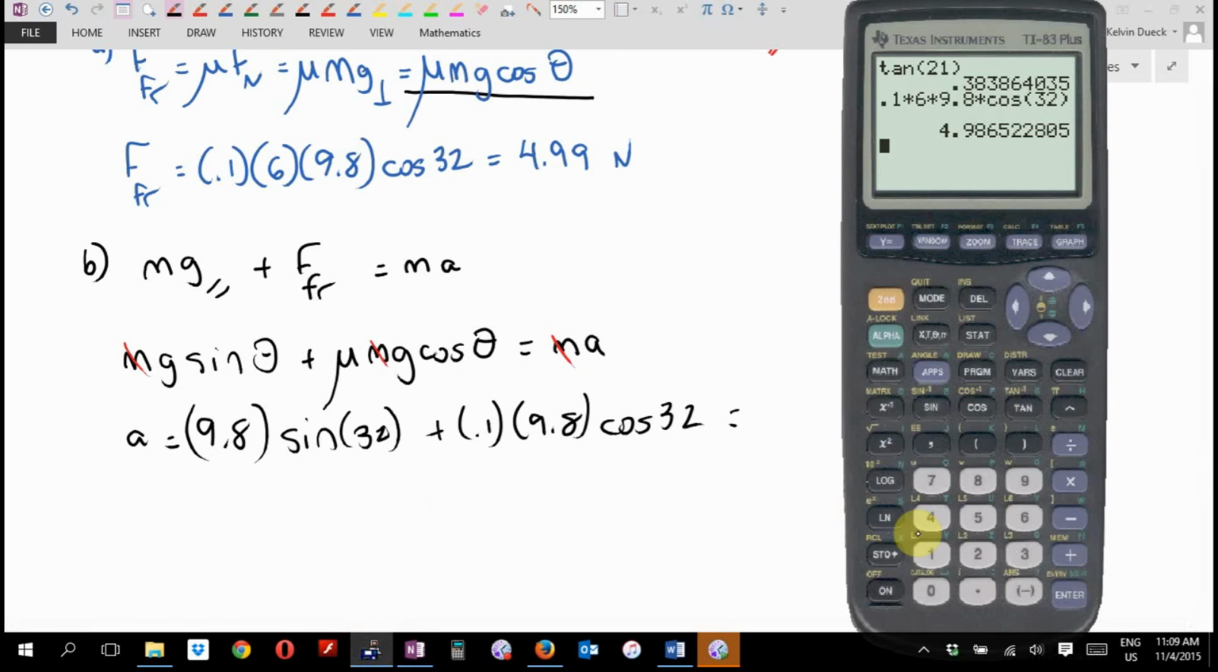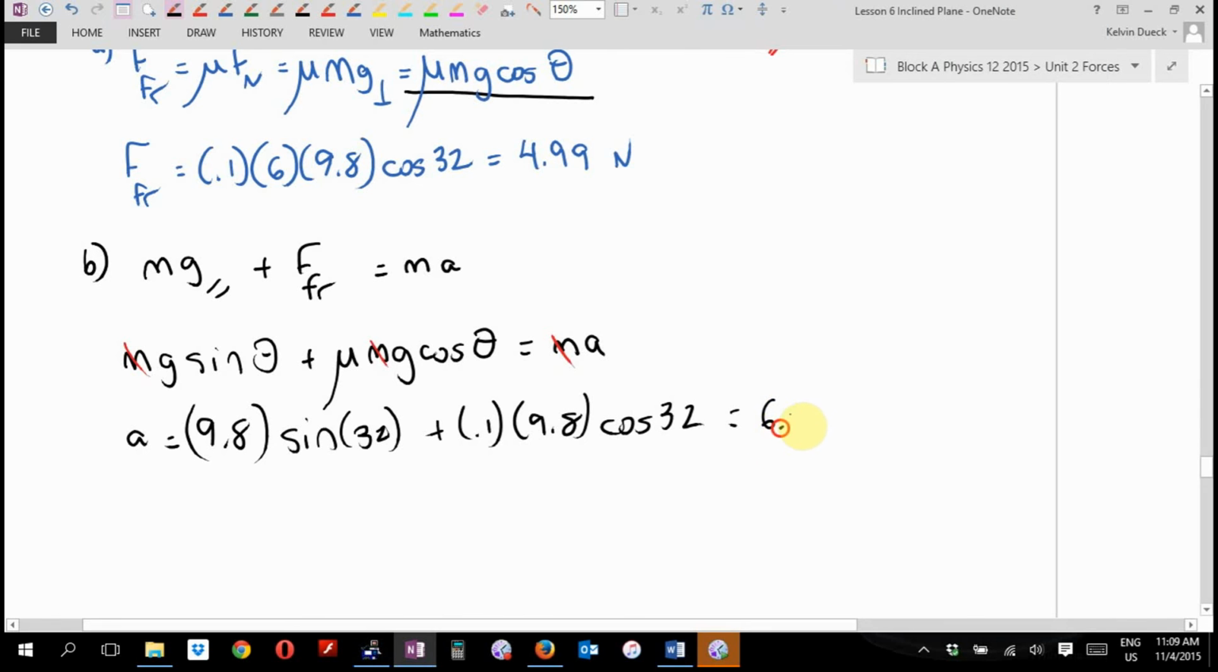I can do this. 9.8 sine 32 plus 0.1 times 9.8 cos 32. I get an acceleration of 6.024295. I'll write 6. You know what? Because I'm going to use acceleration to answer C and D, I'm going to carry some extra sig figs: 6.0243. And now I'll write it to 2 or 3 sig figs.